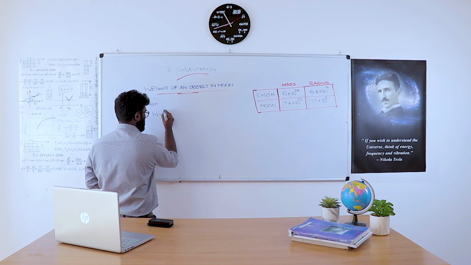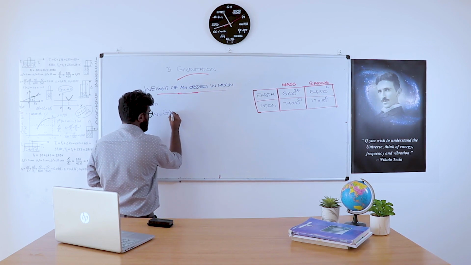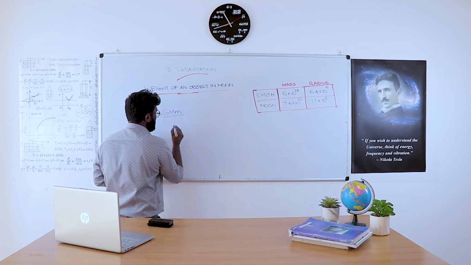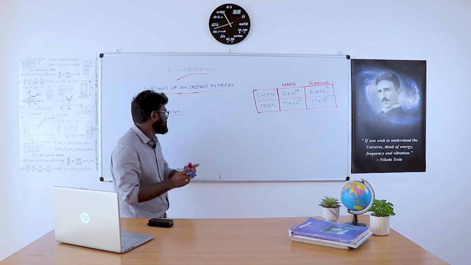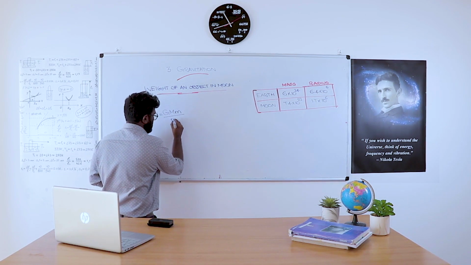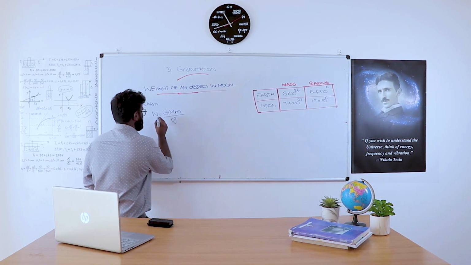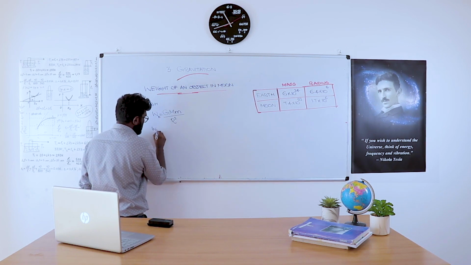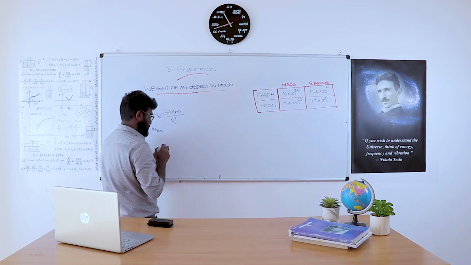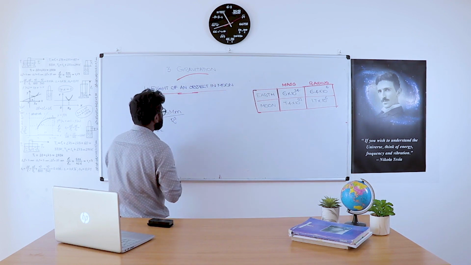Weight is equal to G, capital letter M is the mass of the earth, small letter m is the mass of the object, divided by distance square. What is the distance? The distance from the center to the surface is considered as the radius of the earth. So distance square is r square. So the weight of the object on earth is taken as WE.